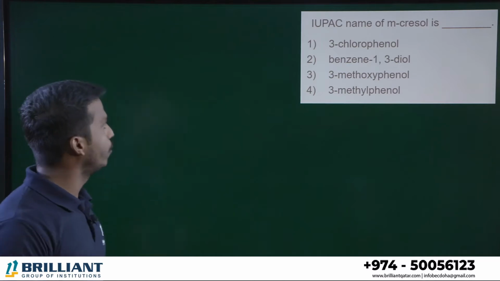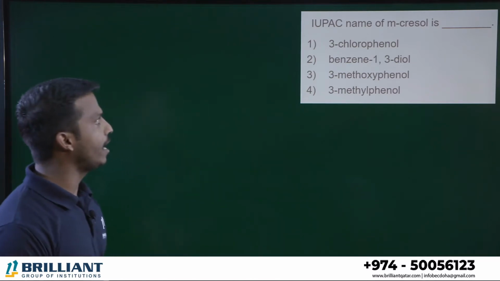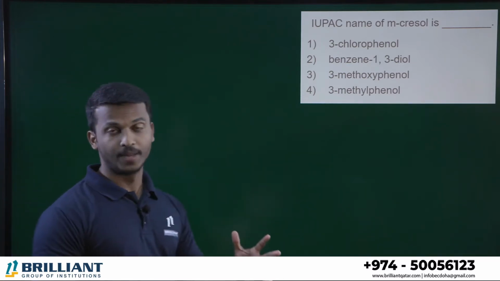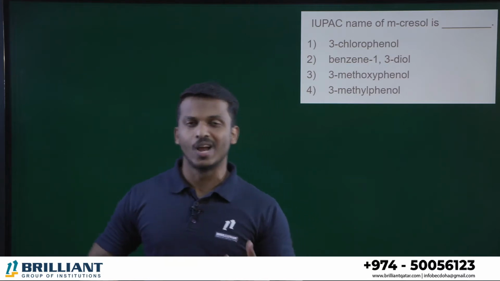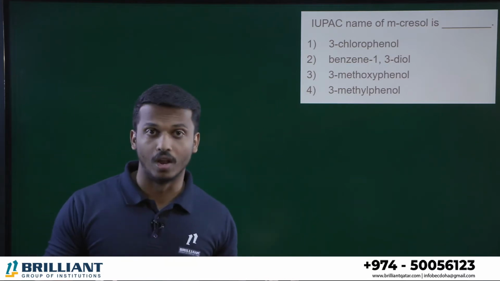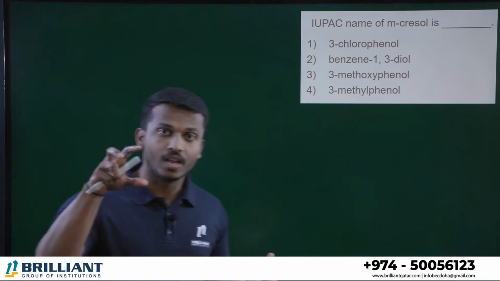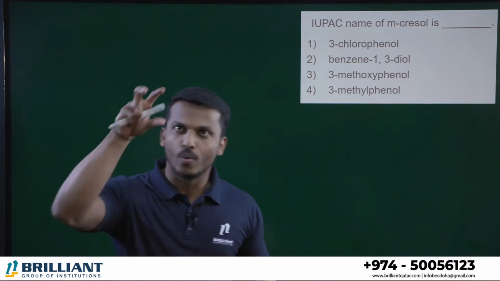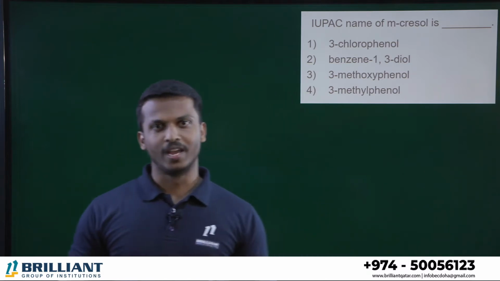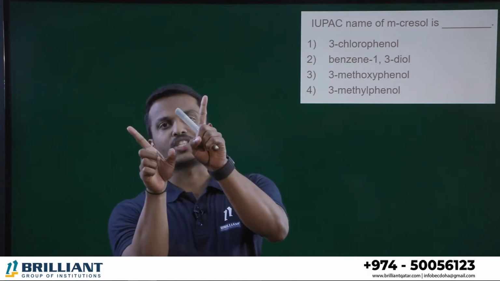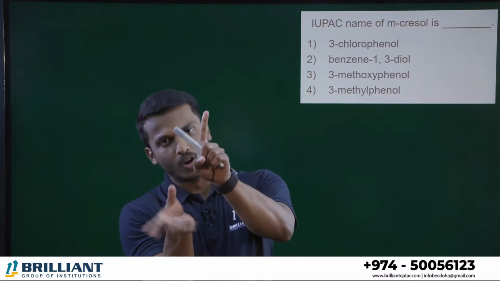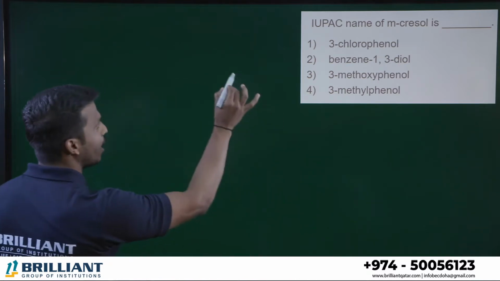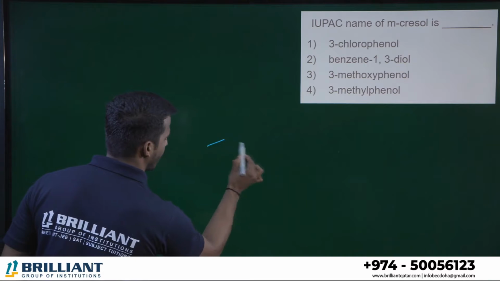Next one, dear all of you, what is the IUPAC name of metacresol? In part 1 video, we discussed the common name, cresol. Cresol means benzene with an alcohol OH group and a methyl group. If they are in the ortho position, that's called orthocresol, then metacresol, paracresol. So we have to find the IUPAC name of metacresol. What is metacresol?